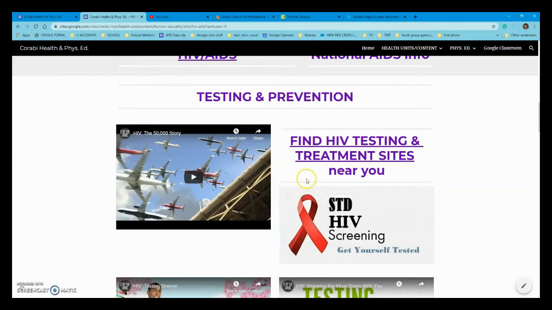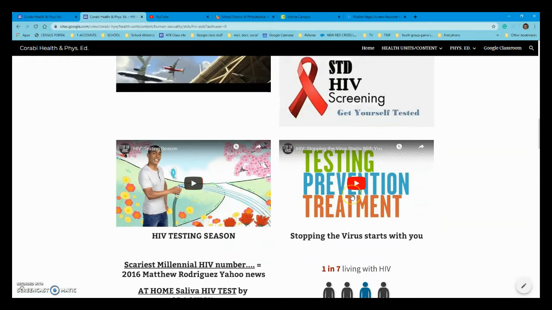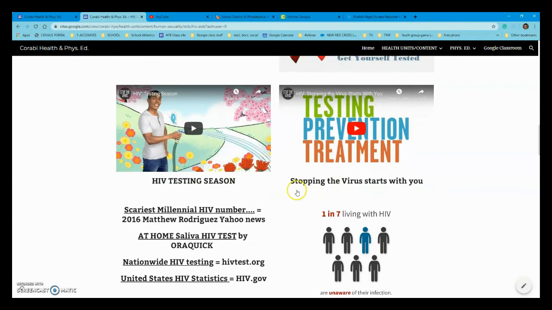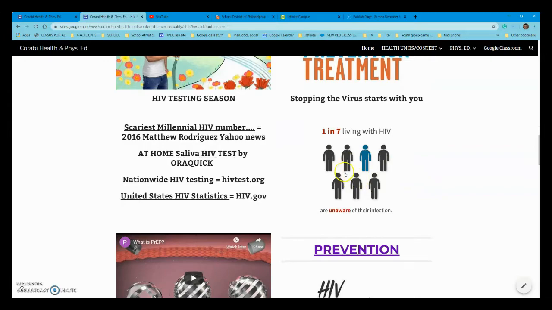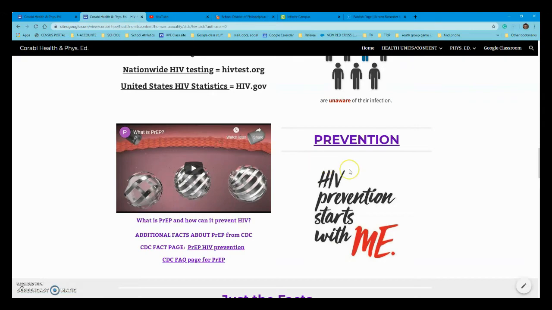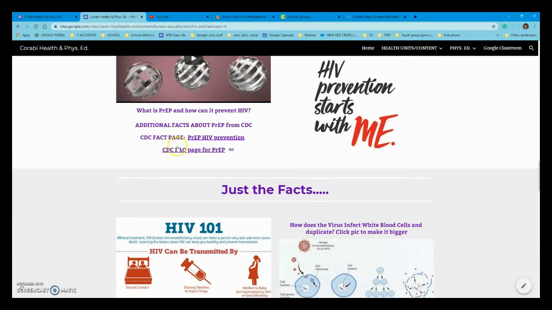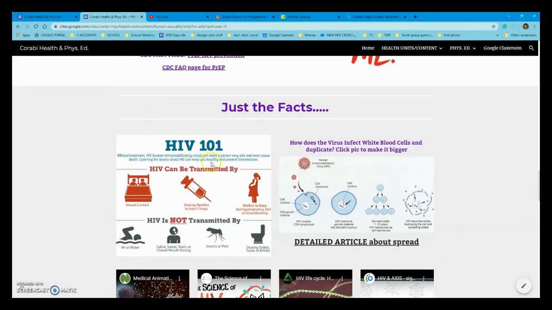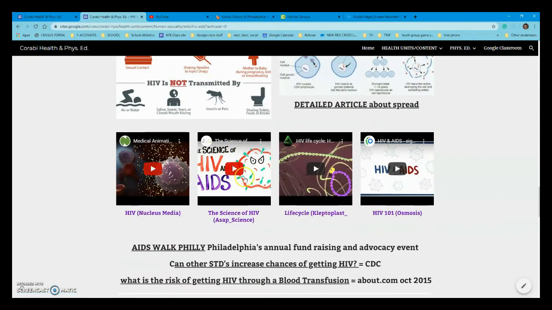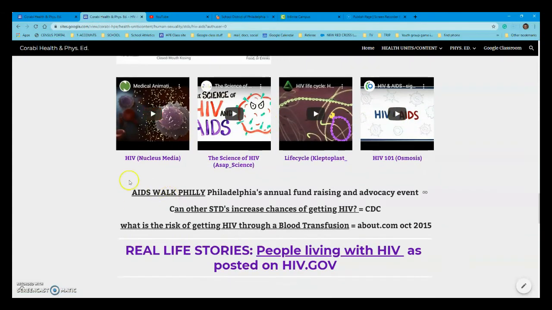This section is all about testing and prevention. So there's a bunch of different things about testing and prevention of HIV. There's an infographic here. There are a few articles here for your enjoyment. Education. There's a video here about what PrEP is, talking about prevention, and a couple of fact pages. Then when you go down for just the facts, there are statistics. Here's the HIV 101 graphic, page 1 again. This is a detailed article about how it can spread. There are 4 different videos talking about the facts about that.